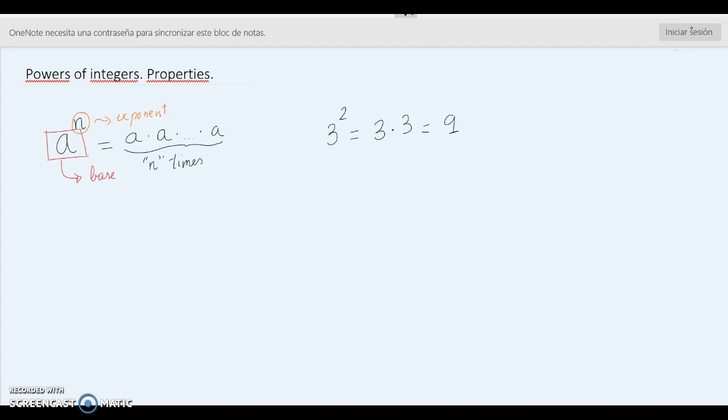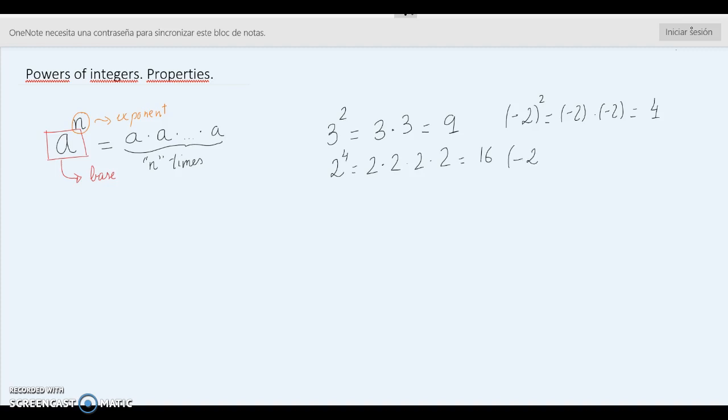We have 2 to the power of 4, we have to multiply the number 2 4 times. 16. We can do the same with negative numbers, minus 2 to the power of 2. This is minus 2 times minus 2. So if we multiply two negative numbers, we get a positive number. This is 4 or positive 4.